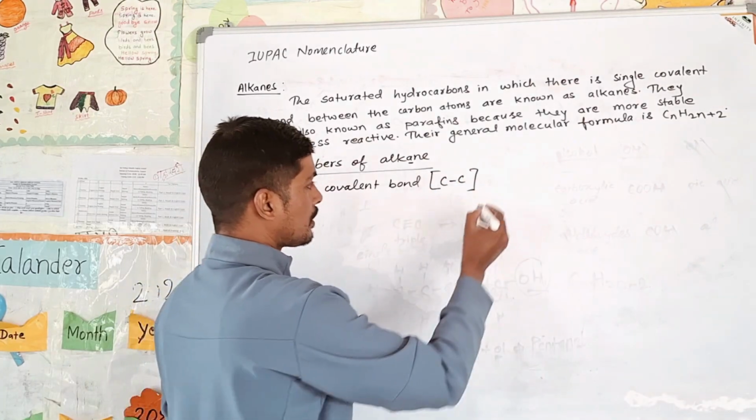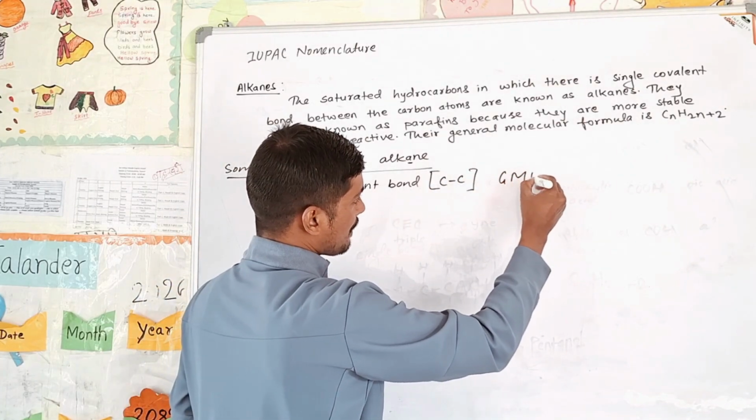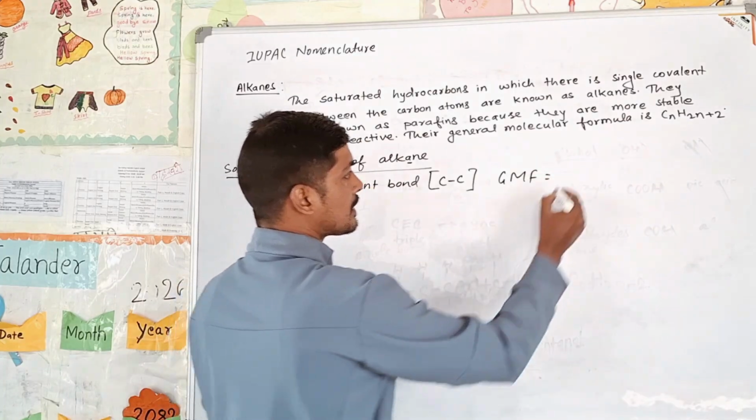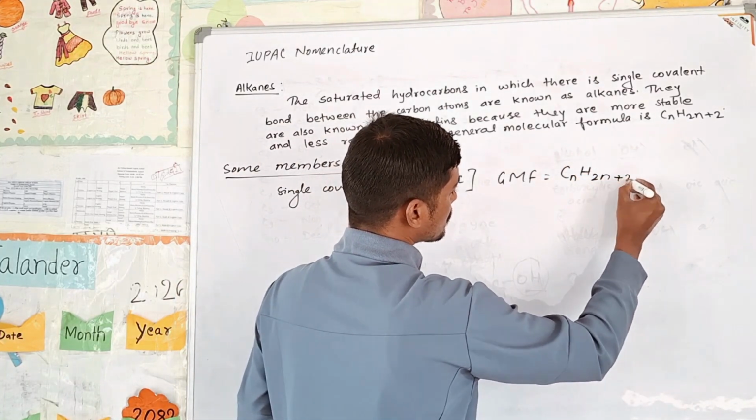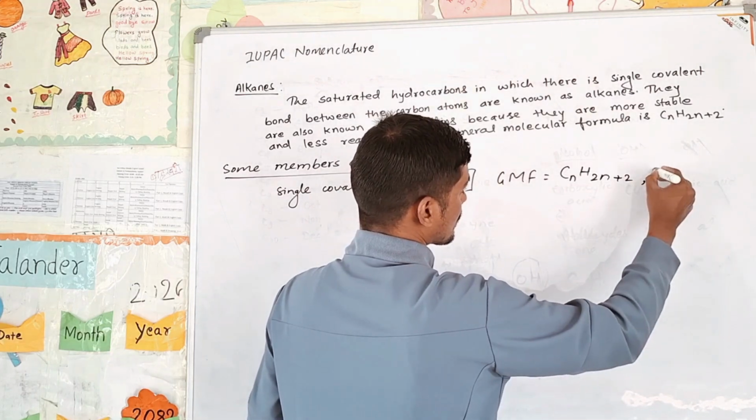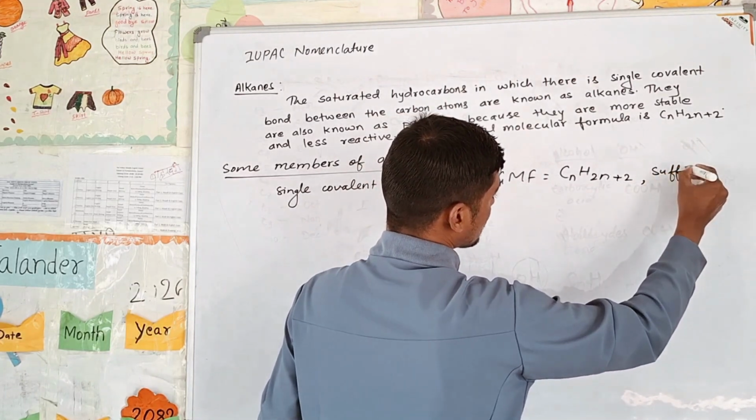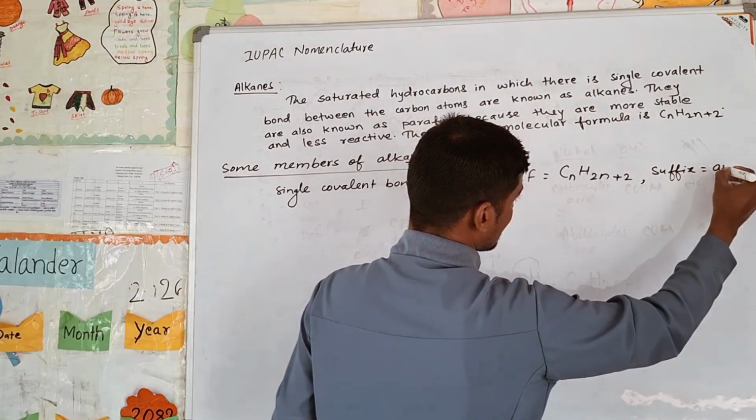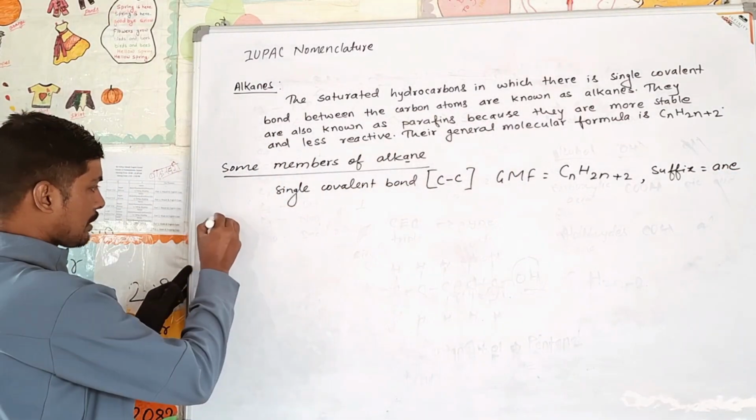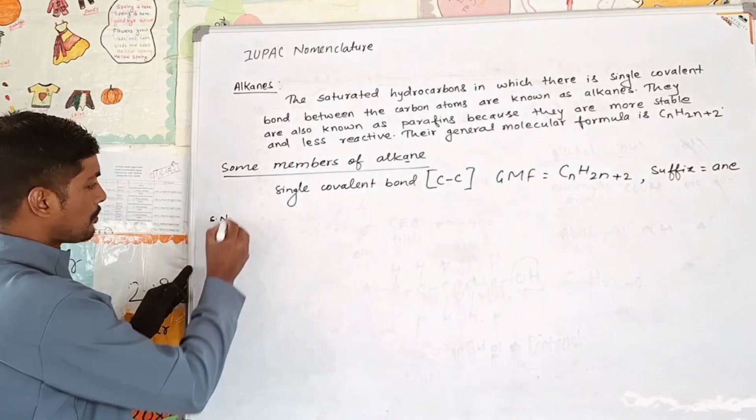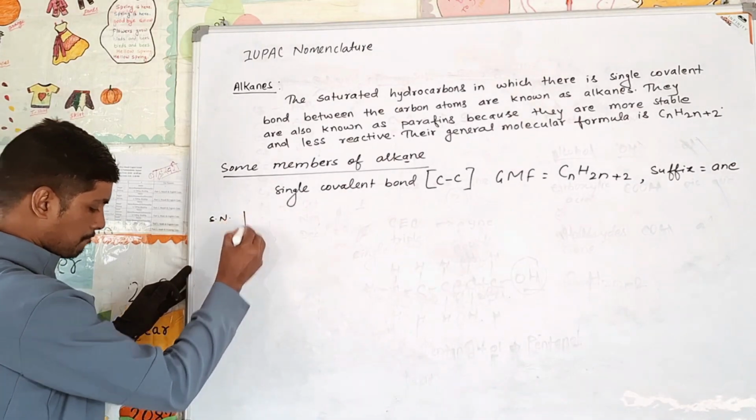Then the general molecular formula, GMF, is equal to CnH2n plus 2, and the suffix is ANE. Now let's see some of the members of alkane.